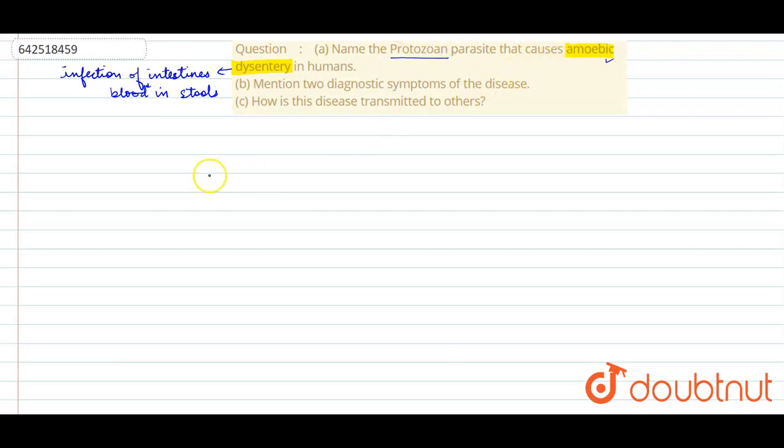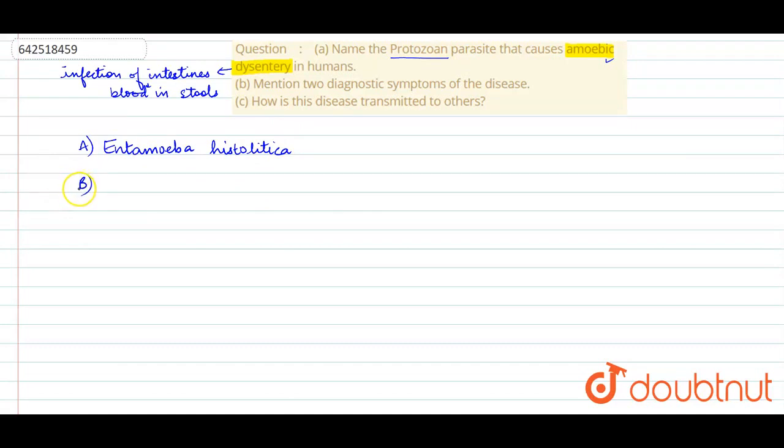So what is the amoeba that causes amoebic dysentery? It is called Entamoeba histolytica. What is it? Entamoeba histolytica is the protozoan parasite that causes amoebic dysentery. Now coming on to the second question, B part.